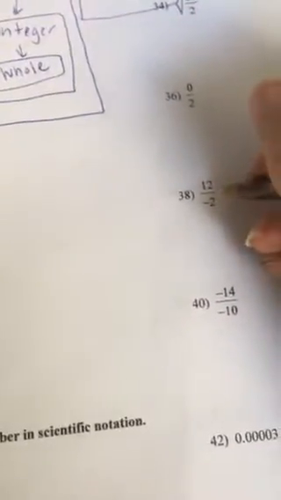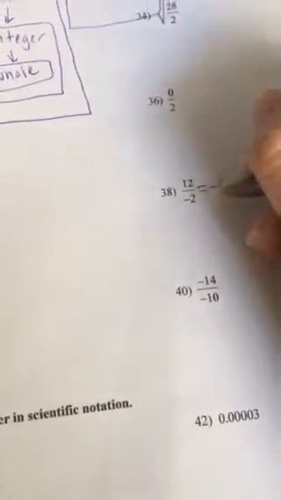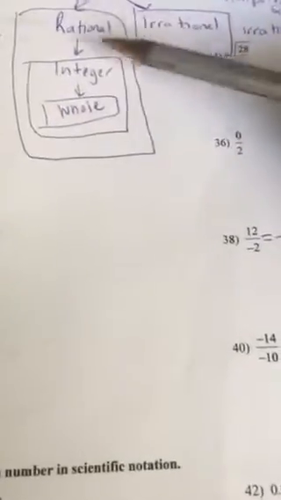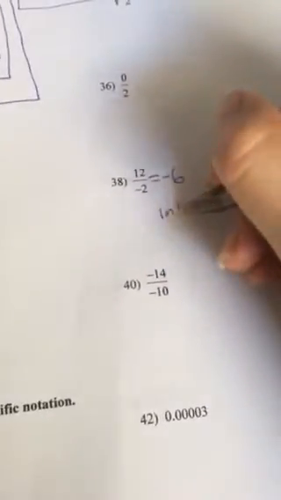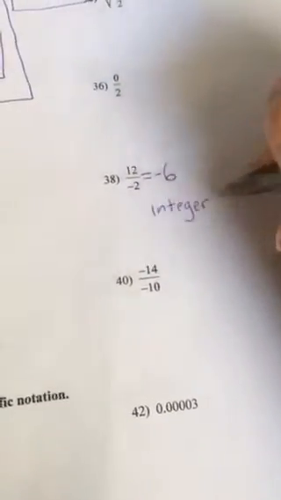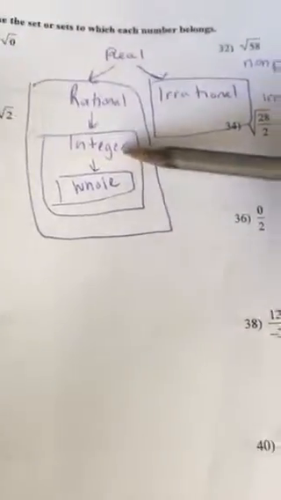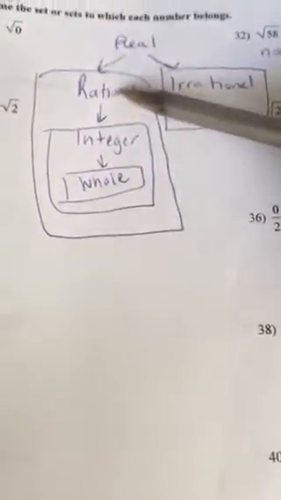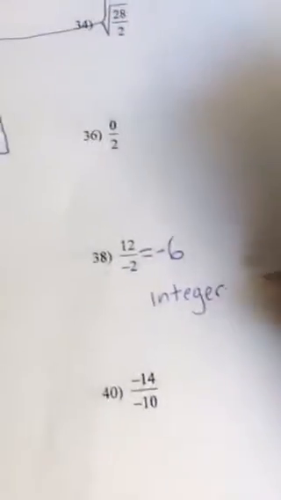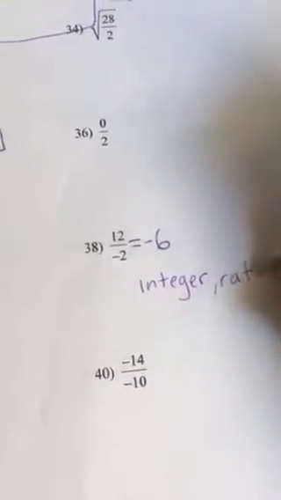When I look at number 38 though, 12 over negative 2, well, when I divide that, I would get negative 6. So negative 6 doesn't have a fraction or decimal part, but it is negative. So that means it's going to be an integer. But guys, if it's an integer, we're not just going to put integer because the instructions say name the set or sets. So if a number is an integer, it is also inside the rational number set. So we would put integer and rational.